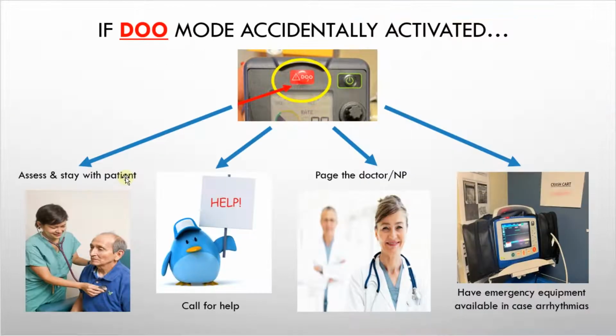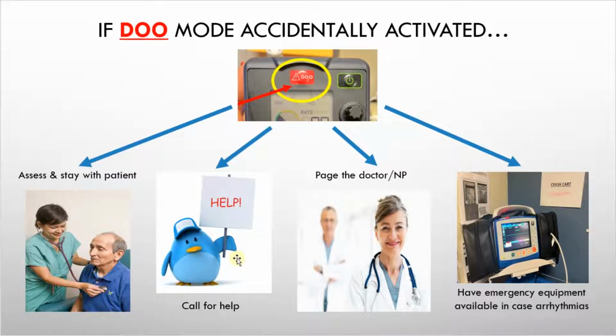Okay. Now, what will happen if we accidentally press the DOO button or the patient activates it by accident? Okay, so first, do not panic. First thing you should do is stay with the patient and do an assessment, including your vitals, head to toe, and pain assessment, and also assess for a clinical presentation of the patient.